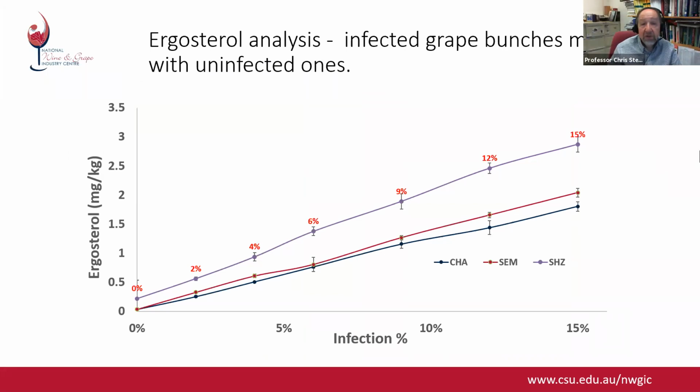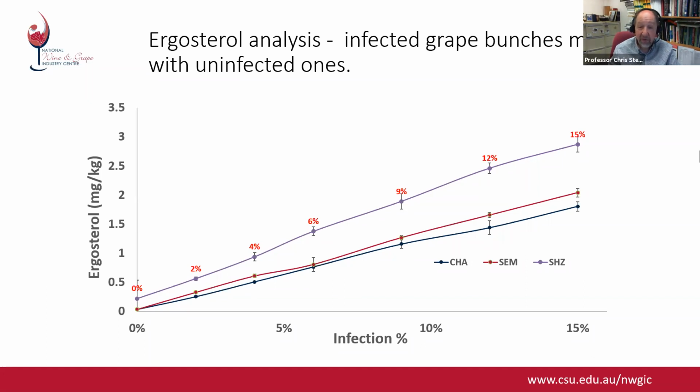But we have gone on to look at ergosterol analysis a bit further because we think it's a good biomarker of biomass. We can perhaps use it as something to compare the other methods to and work out what weight of fungus we have present there, because that's the issue with a lot of these things. And so in this experiment, we were looking at Chardonnay, Semillon, and Shiraz grapes. And these were harvested from a commercial vineyard.